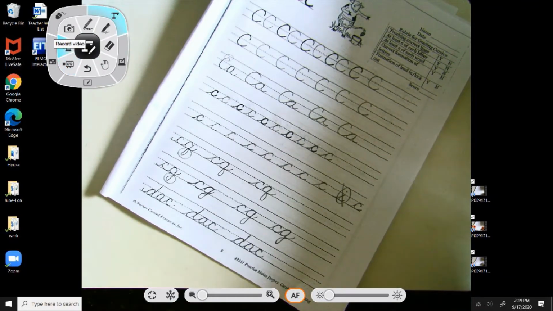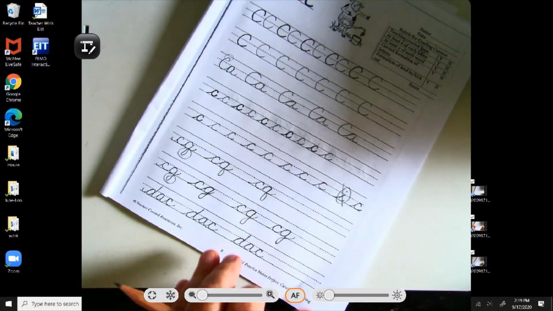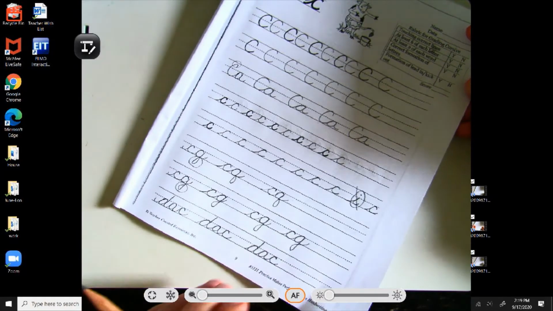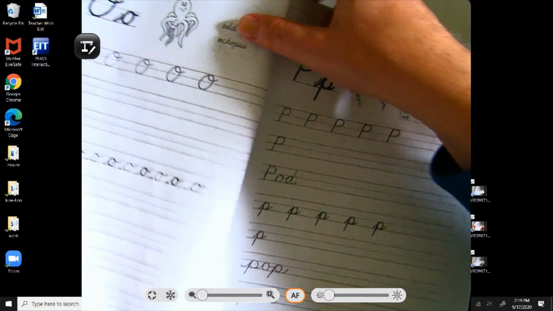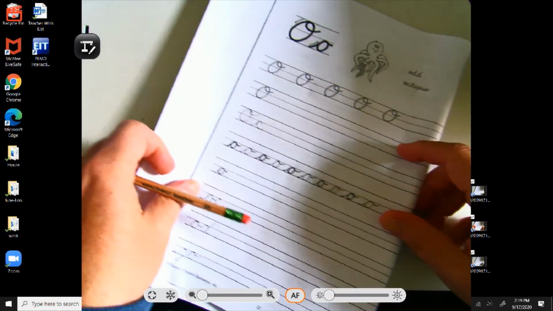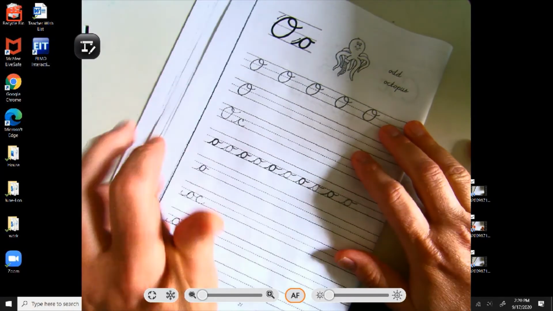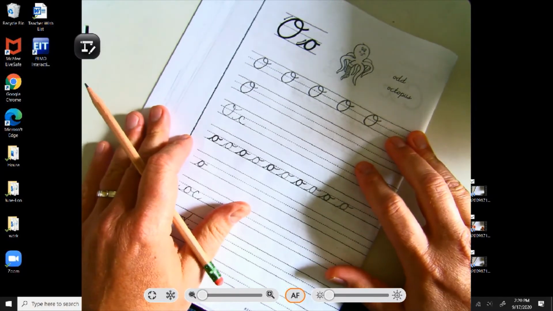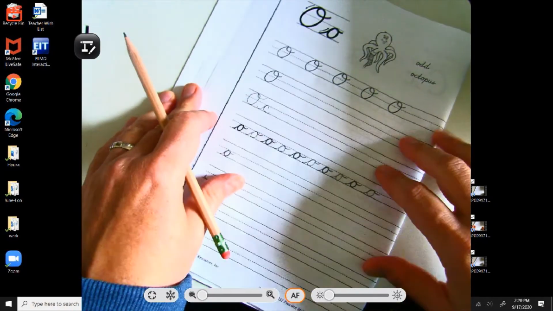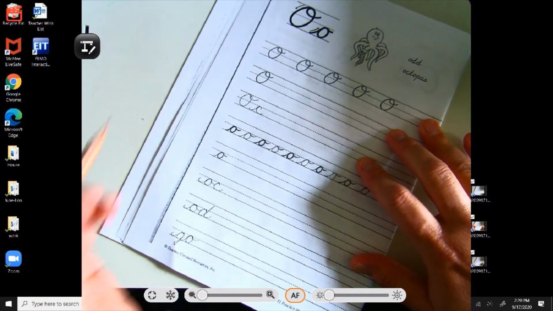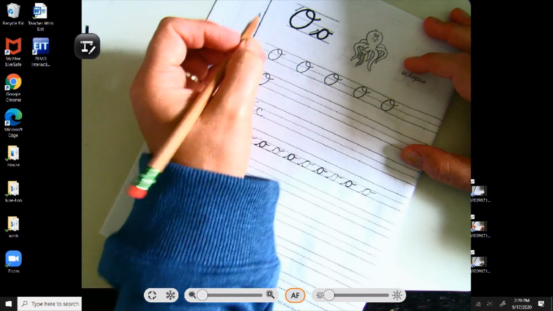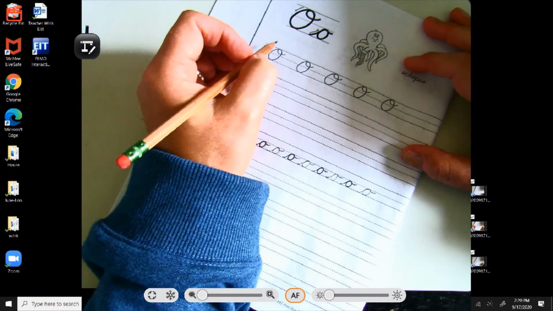All right, scholars, we are going to the other side of the page, looking at uppercase O. Oh, I can tell you're excited to do that. Check the slant of your paper. Left-handed this way. Right hand slight slant this way. Pencils are down. Watch me trace and try uppercase O.